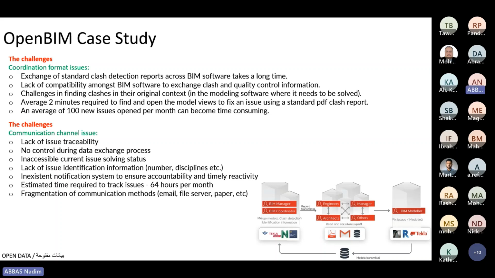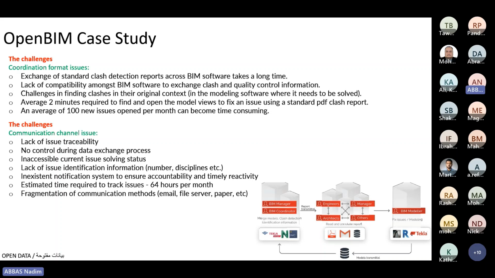So the second issue was the communication channel issue. The project managers also noticed the lack of issue traceability, no control during the data exchange process, inaccessibility of current issue solving status, the lack of issue identification information such as number, discipline, etc., and no existing notification system to ensure accountability and timely reactivity. So the BIM manager estimated the time required to track issues to be 64 hours per month.